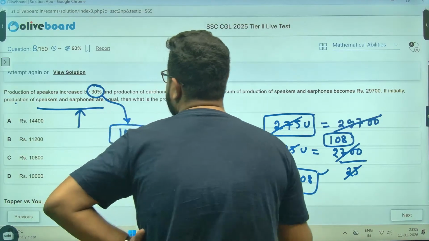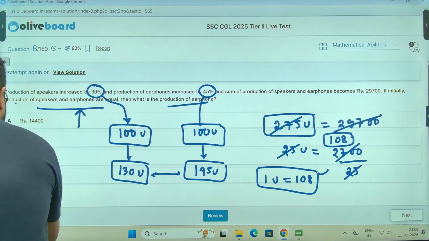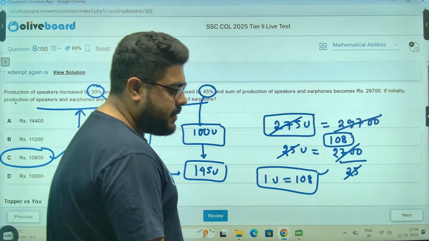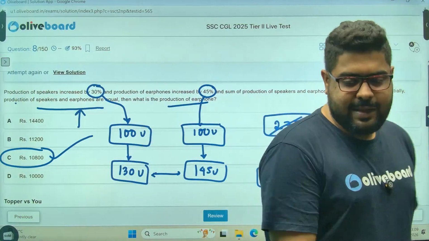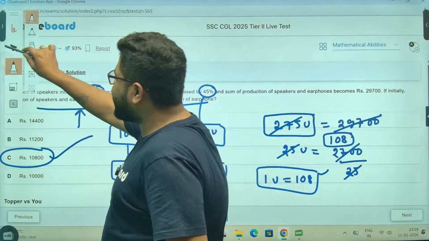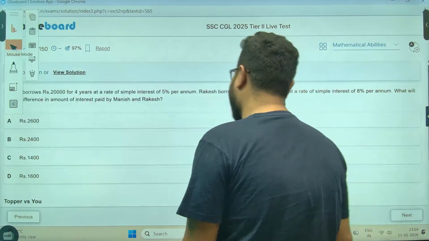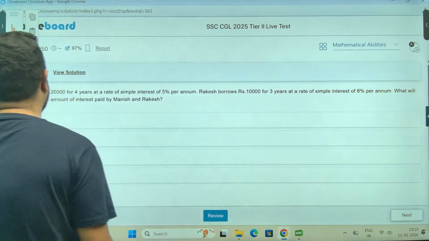Now they are asking what? Sir, what is the value of earphone? So the value of 100 units, sir. So that will be the answer, option C once again. Now, whoever has set this paper has some tremendous affinity towards C. Out of 8, I guess 6 or 7 answers were C only. Okay? Let's go.